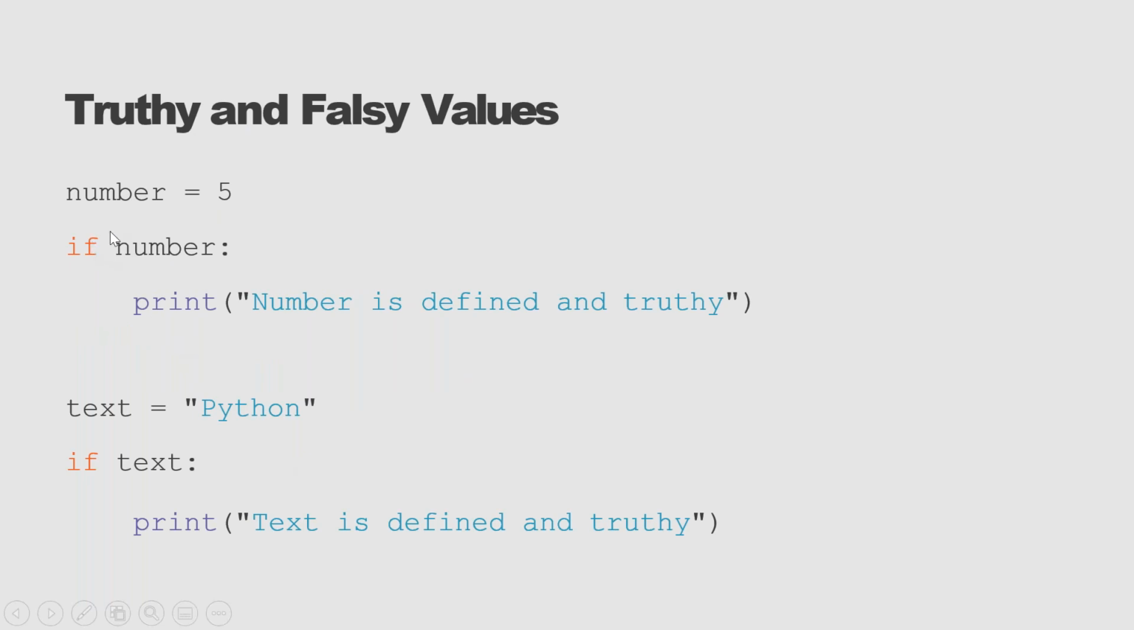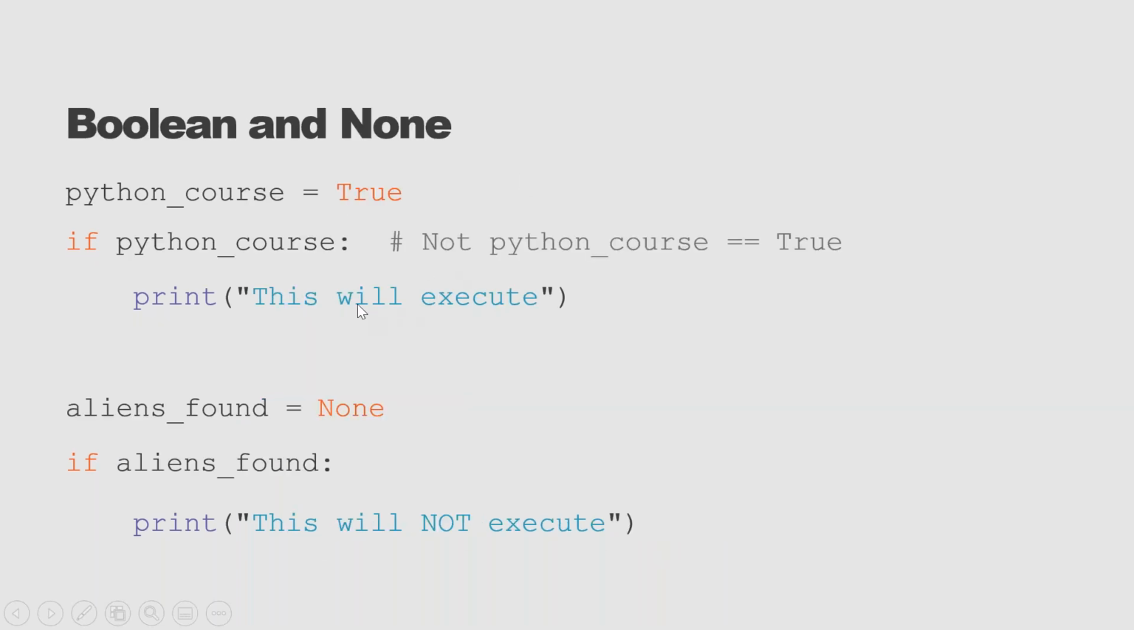Here, if number, means if number is set true, then define and truth. If text is defined, then do this. This is a way you can also do that. Here with the boolean, if Python course, which returns true, Python course is written, not Python underscore, is equal to true, so this will execute.